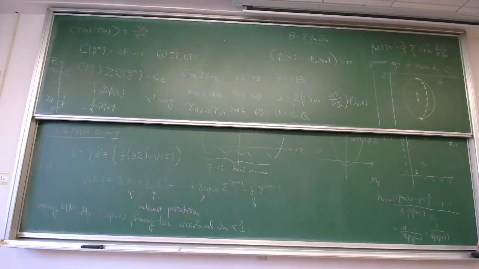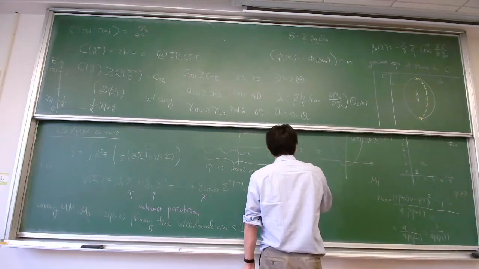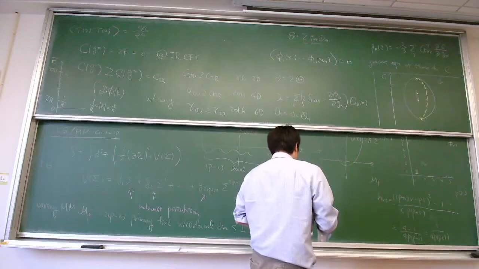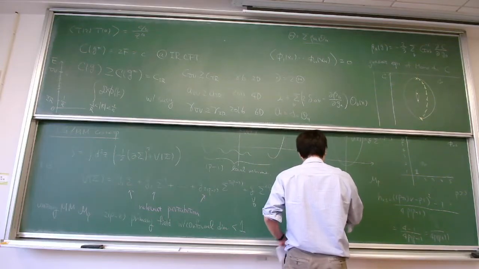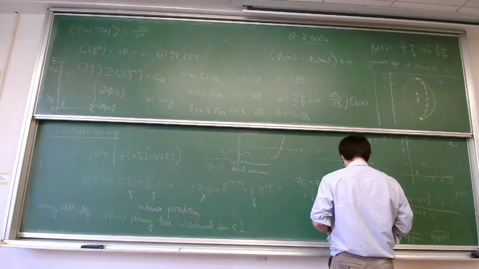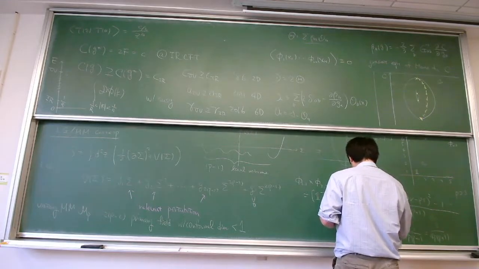As you can easily see, when p is greater than or equal to 3, this conformal dimension is less than 1. Okay, phi 2,2 is less than 1. And also, if you apply the fusion rule, phi 2,2 times phi 2,2, you can obtain identity plus phi 3,3 plus phi 1,3 plus phi 3,1.